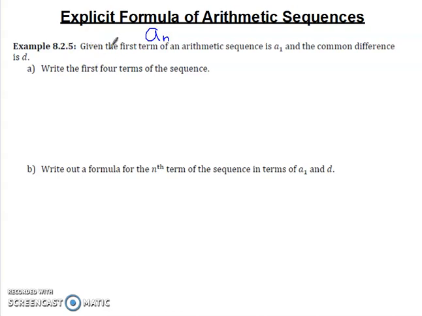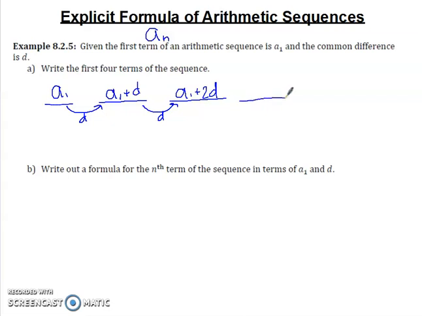So example 8.25. Given the first term of an arithmetic sequence is A1 and the common difference is d, write the first 4 terms. So here's A1. That's my first position. To get to the second term, I'm going to add d. So my second term is A1 plus d. Then to get to the third term in line, I need to add d again. So then I have A1 plus 2d. To get to the fourth term, I add d again to what I had before. So now I've got A1 plus 3d.